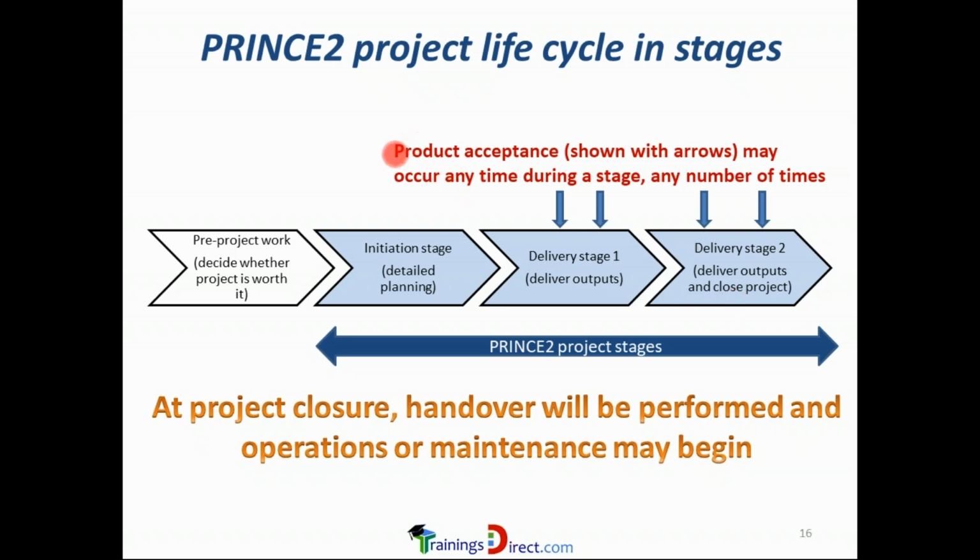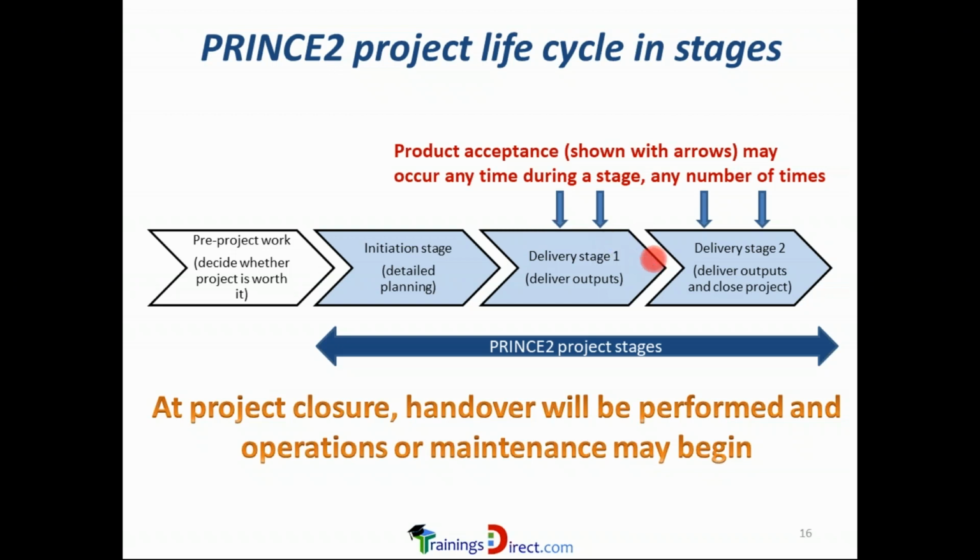And the products may be accepted any time. In general, products are accepted towards the end of a stage or a phase. Some organizations may want to call it a phase rather than a stage, but PRINCE2 calls it a stage. Therefore, these acceptances of products or results or a service or certain improvements may happen at the end of this stage. However, it is also possible that those acceptances may happen before the stage ends, at certain other milestones or defined points in a project.